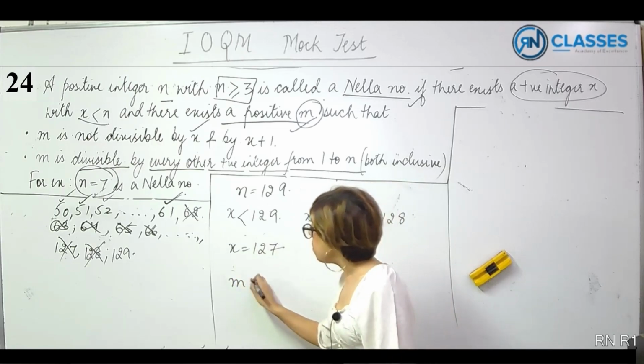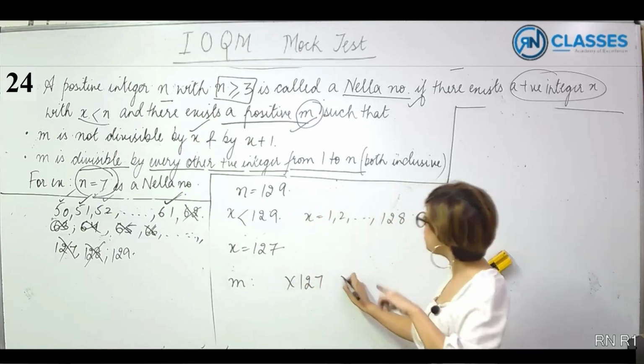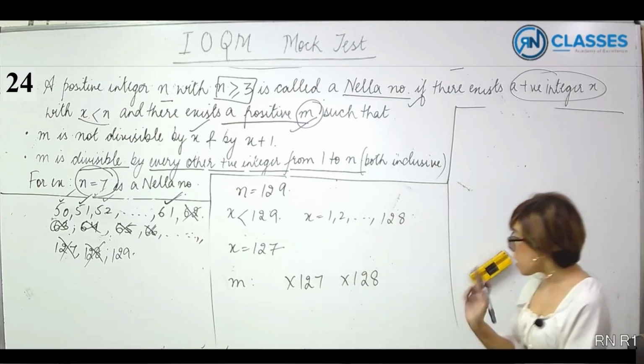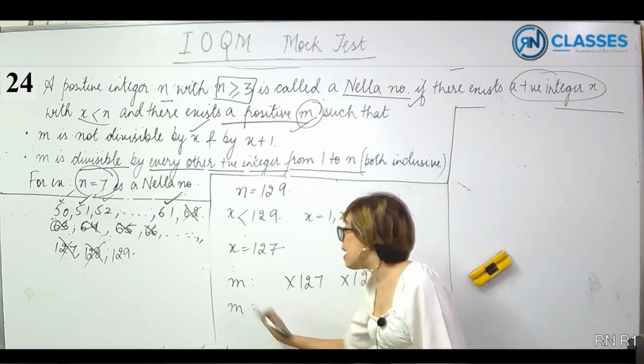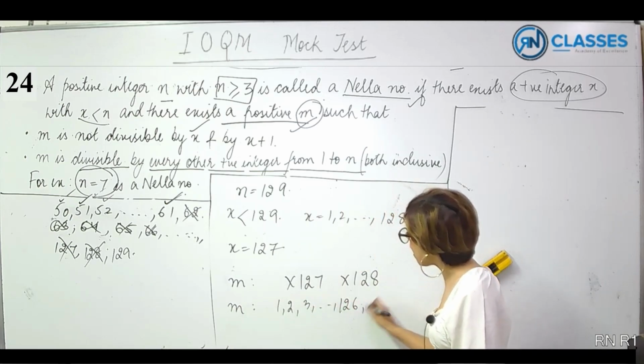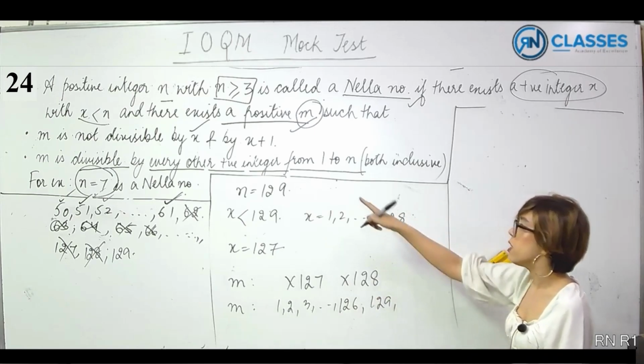Right? So I want m which is not divisible by 127 and not divisible by 128. Now 128 I like it. It's a power of 2. 2 raised to 7. Right? And it should be divisible by every other. 1, 2, 3, so until I have 126, I have 129, and then I have 129 to be sure.